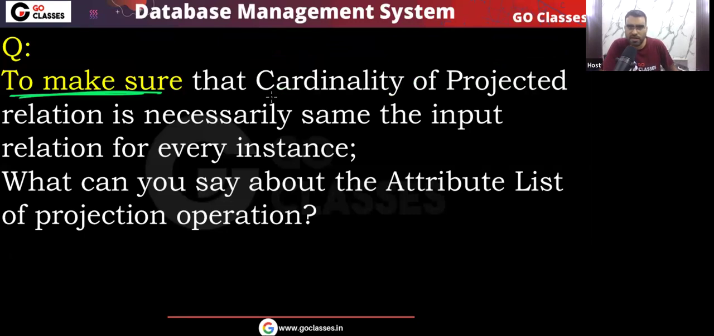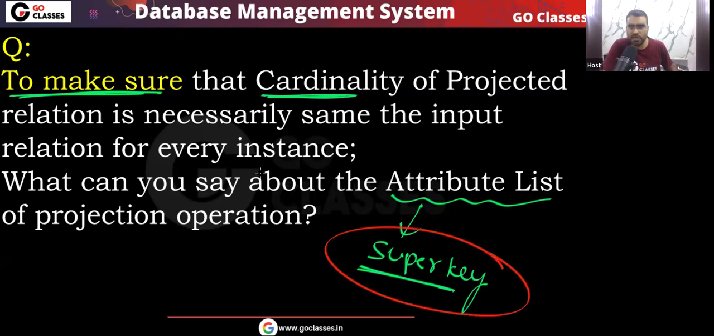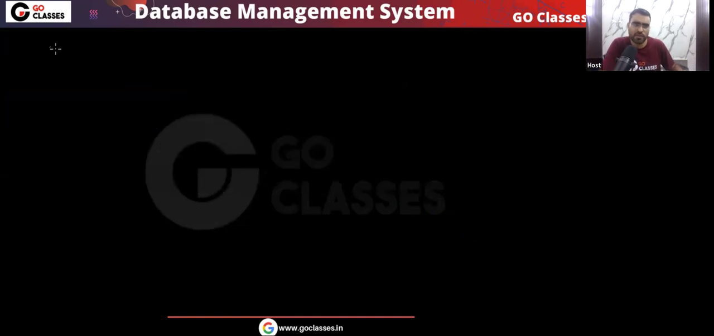Very simple. If the cardinality of projection should not change, then it means in the attribute list we must not have duplicates. Yes or no? Do you agree? So I can say this must be a super key. Yes or no? So this must be a super key. If the attribute list is a super key, then the cardinality of input will be the same as the cardinality of the output. Is this clear? Let me know. Understood? So very simple point. Remember this.